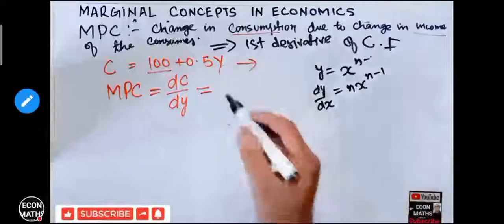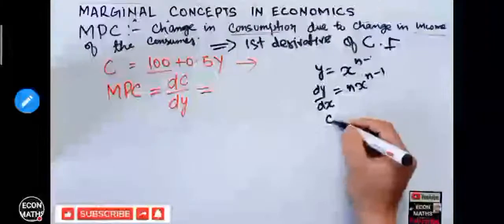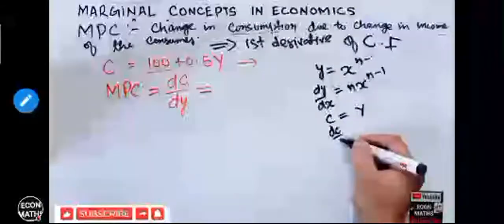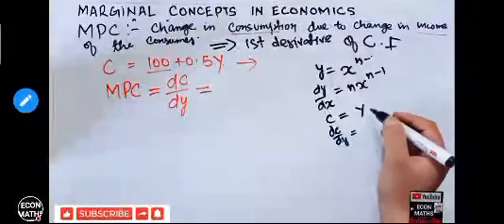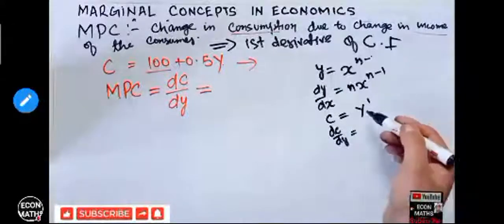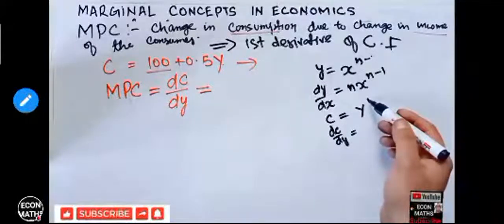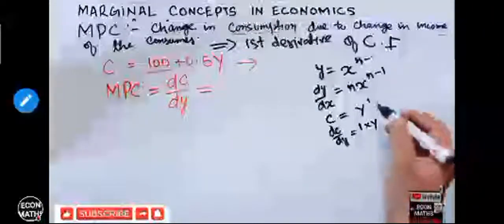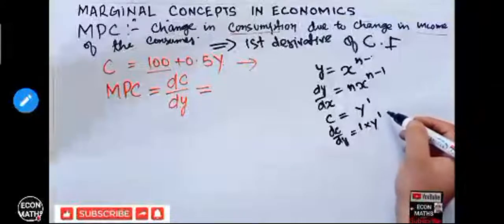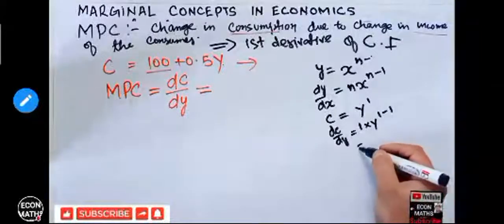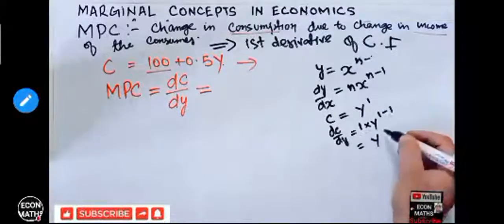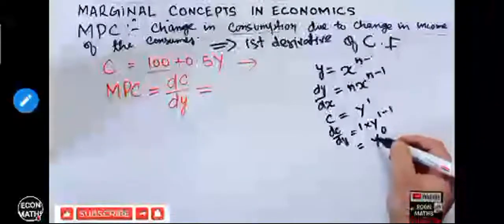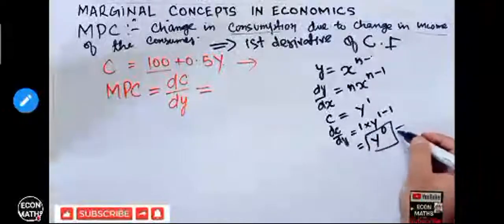Now we have here y. Let c be equal to simply y. Then dc divided by dy becomes, when there is no power shown, the power is always 1. So this 1 becomes the coefficient, 1 times y, and this 1 is subtracted by 1, so it becomes 1 minus 1. So this is 1 into y to the power 1 minus 1, and 1 minus 1 is 0. Anything raised to the power 0 is always equal to 1. Okay.